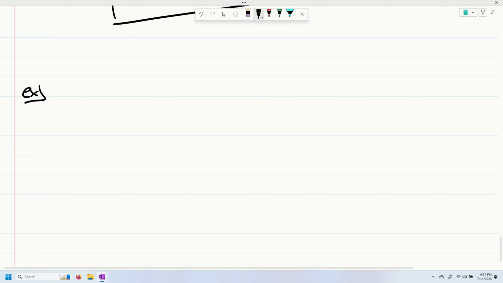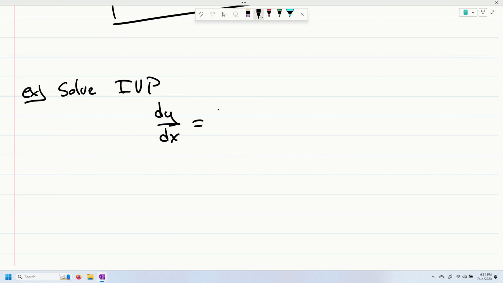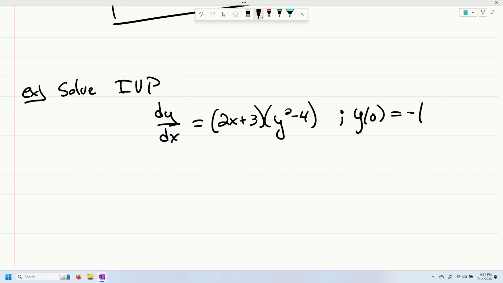So once again, we're just going to solve. In this case, it's going to be an initial value problem. And it's going to be dy dx equals the quantity 2x plus 3 times y squared minus 4, where we have the initial values y of 0 equals 1. So if you wanted to, you can come over here and just say, well, this means x equals 0 and y equals negative 1. And we'll worry about that all the way at the end.